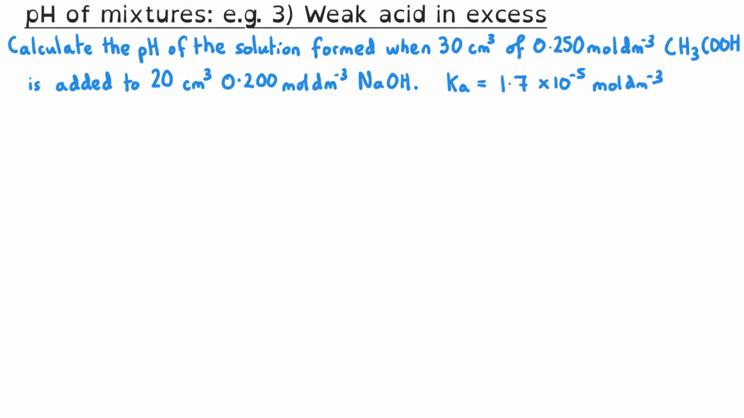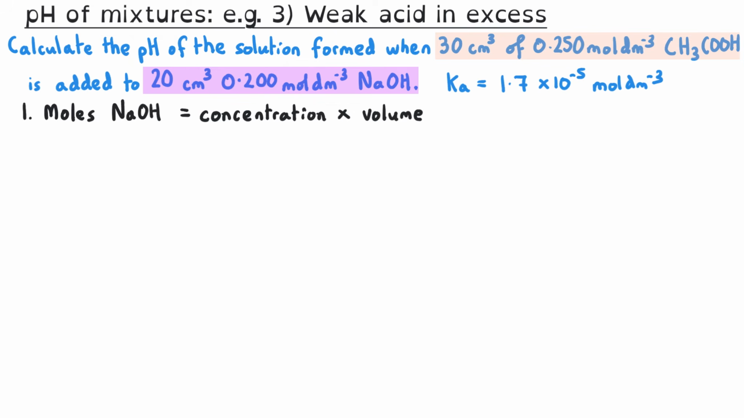Calculate the pH of the solution formed when 30 cm³ of 0.25 mol/dm³ ethanoic acid is added to 20 cm³ of 0.2 mol/dm³ sodium hydroxide. Ka is 1.7 × 10⁻⁵. This is a big clue that the weak acid is going to be found to be in excess, and so therefore we will need to use the Ka value.